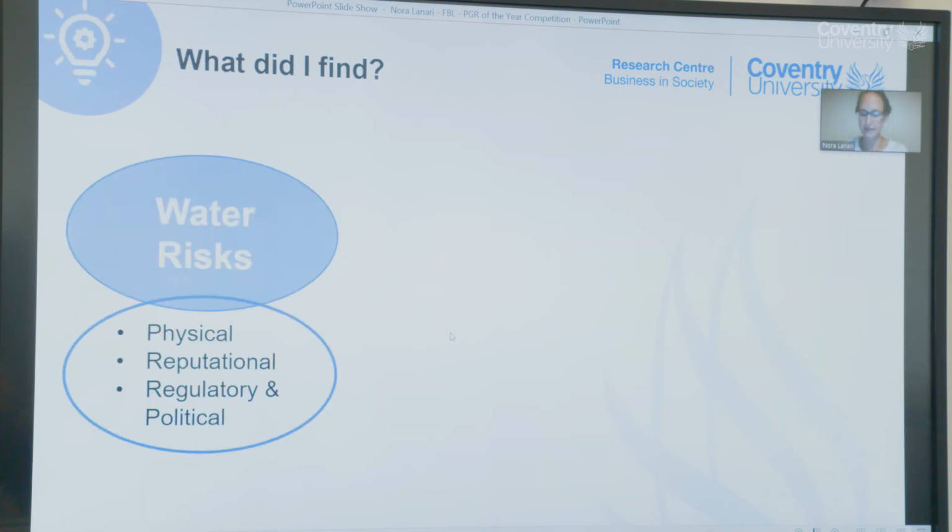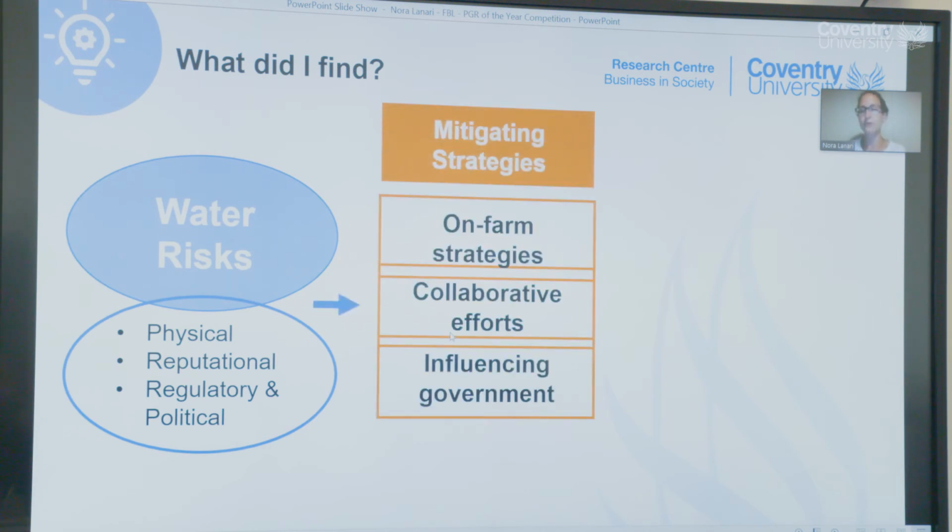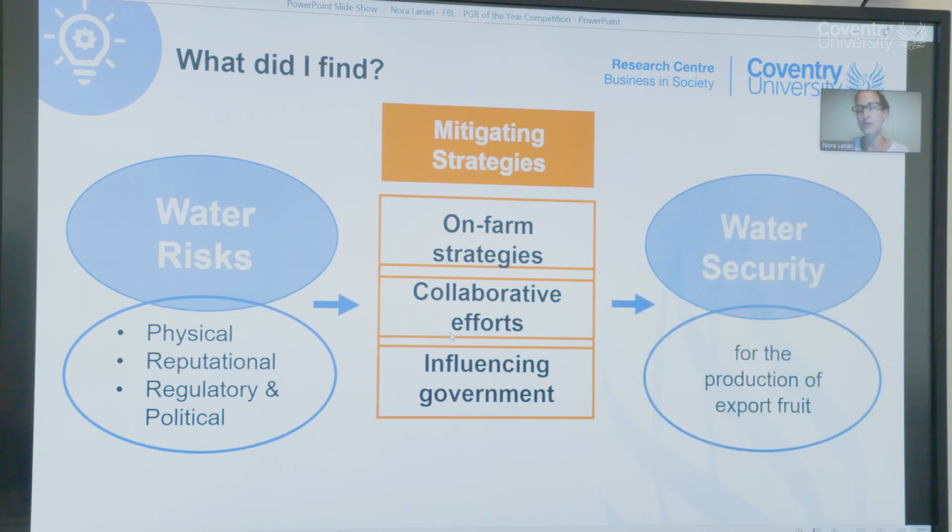So what did I find? I found that the Western Cape fruit industry faces a series of water risks that threaten its ability to supply lucrative export markets, mostly located in Europe. And to mitigate these water risks, the fruit industry deploys a set of overlapping strategies. And these strategies mitigate water risks at the farm level, collaboratively with other local actors, and at the policy level through lobbying. And the purpose of these strategies is to ensure water security for the production of export fruit.